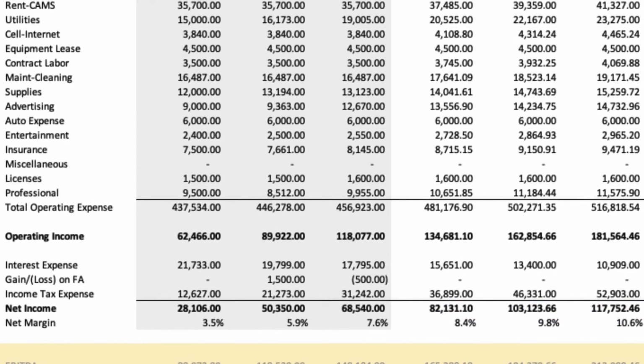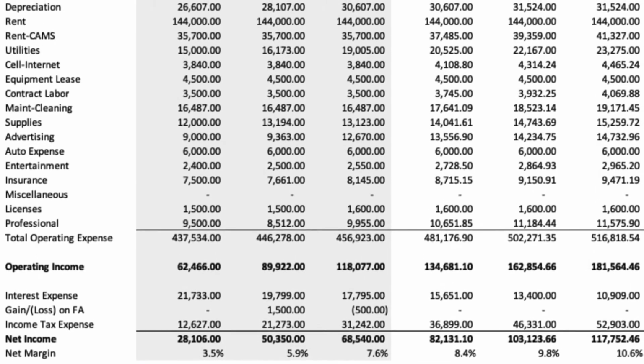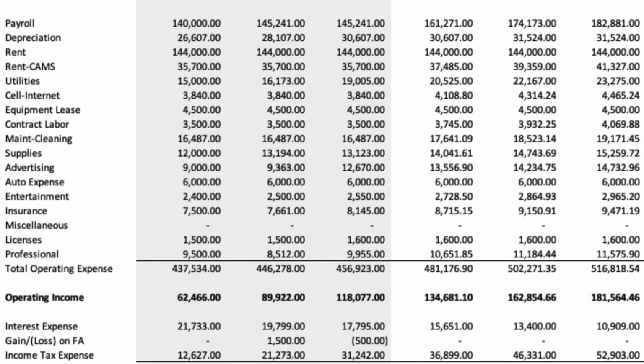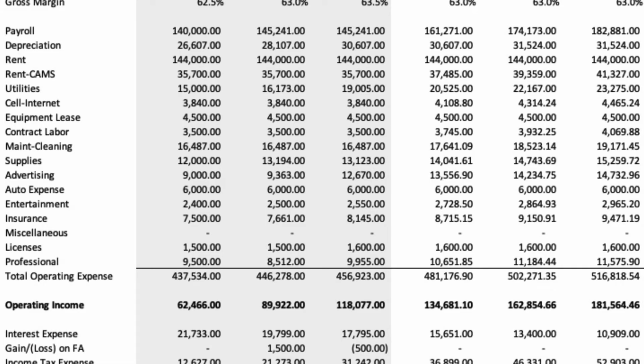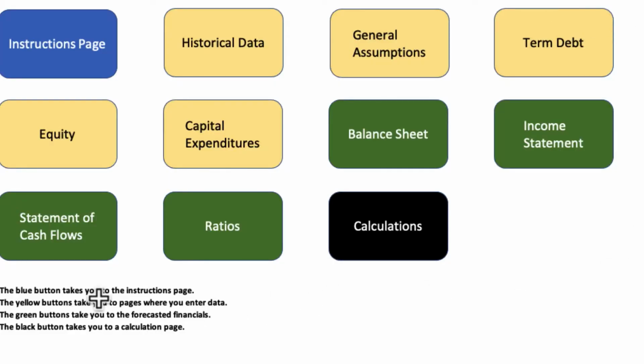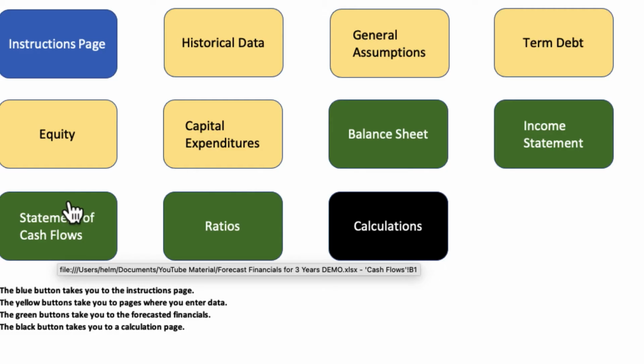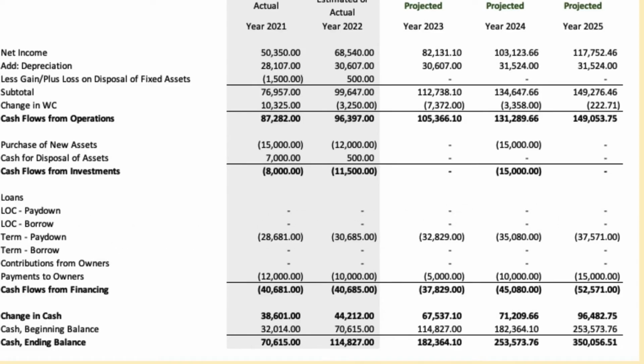Again, you can go through this line by line to see if everything seems to make sense with what you know and what you expect. Your payroll expense is growing, your rent is holding steady, your CAMs are growing. So now let's go to the statement of cash flows and see what that tells us. So we have 2 years of actual data and 3 years of projections.